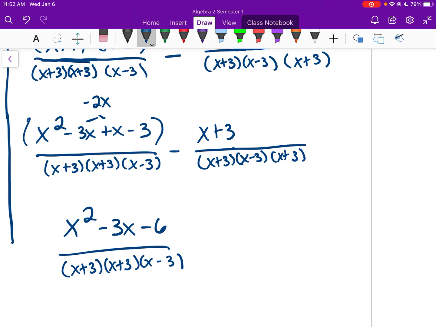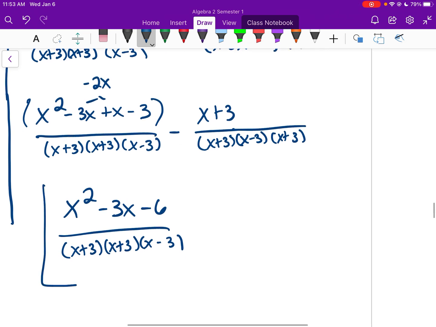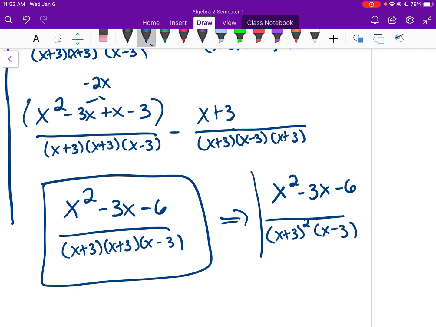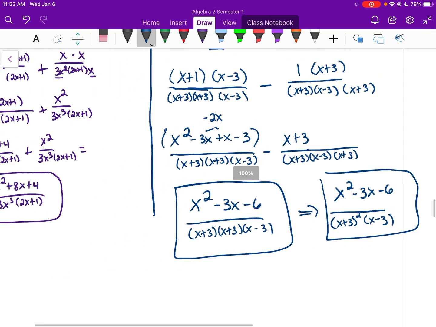Okay, so we need to factor. In this case, x squared minus 3x minus 6 does not factor. So there is our answer. Now, another way you could write this answer, which is not necessary: we got 2 x plus 3's, so you could say x plus 3, the quantity squared. Just another way to write that, not necessary.